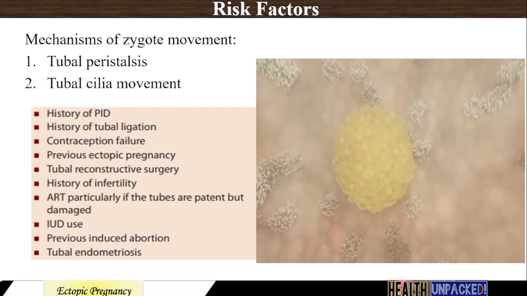There is also previous induced abortion, where the implantation site of the uterus is not favorable, so the fertilized egg will move to another area. Tubal endometriosis affects the shape and the motility of the fallopian tube, so that will be a risk factor. So these are some risk factors, PID being the most common, and previous ectopic pregnancy the greatest factor.